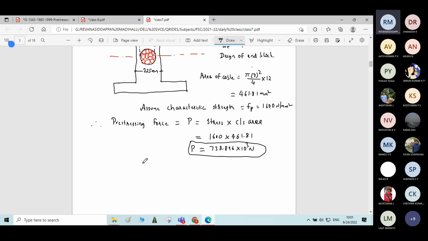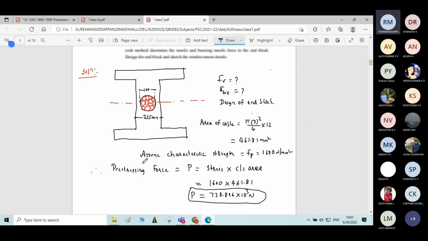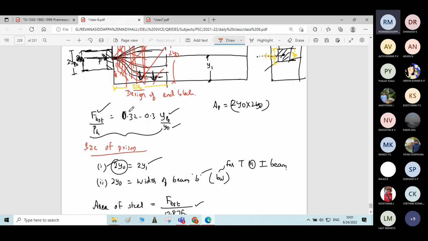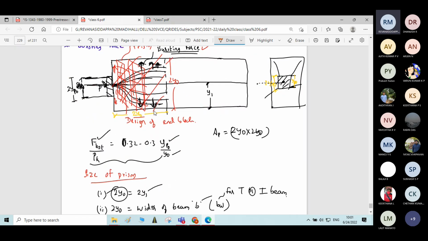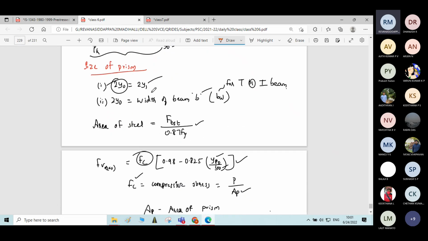Now you got the pre-stressing force. Then you need to find the size of the prism, meaning this 2y0. The 2y0 value is required, the size of the prism. To find this size of the prism, as I said, we need to calculate in two ways.